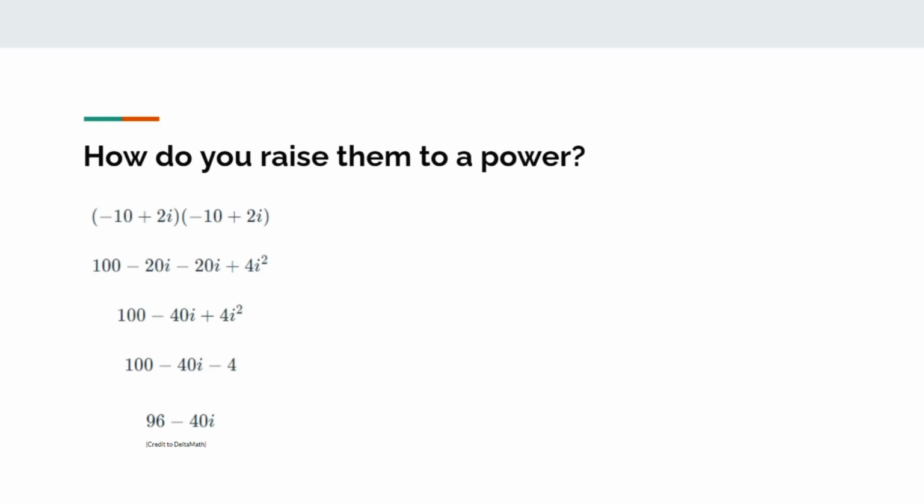When raising a complex number to a power, in this case 2, all you have to do is multiply it by itself. Go back in the video and watch the multiplying complex numbers part to see how to do this. It's that simple.